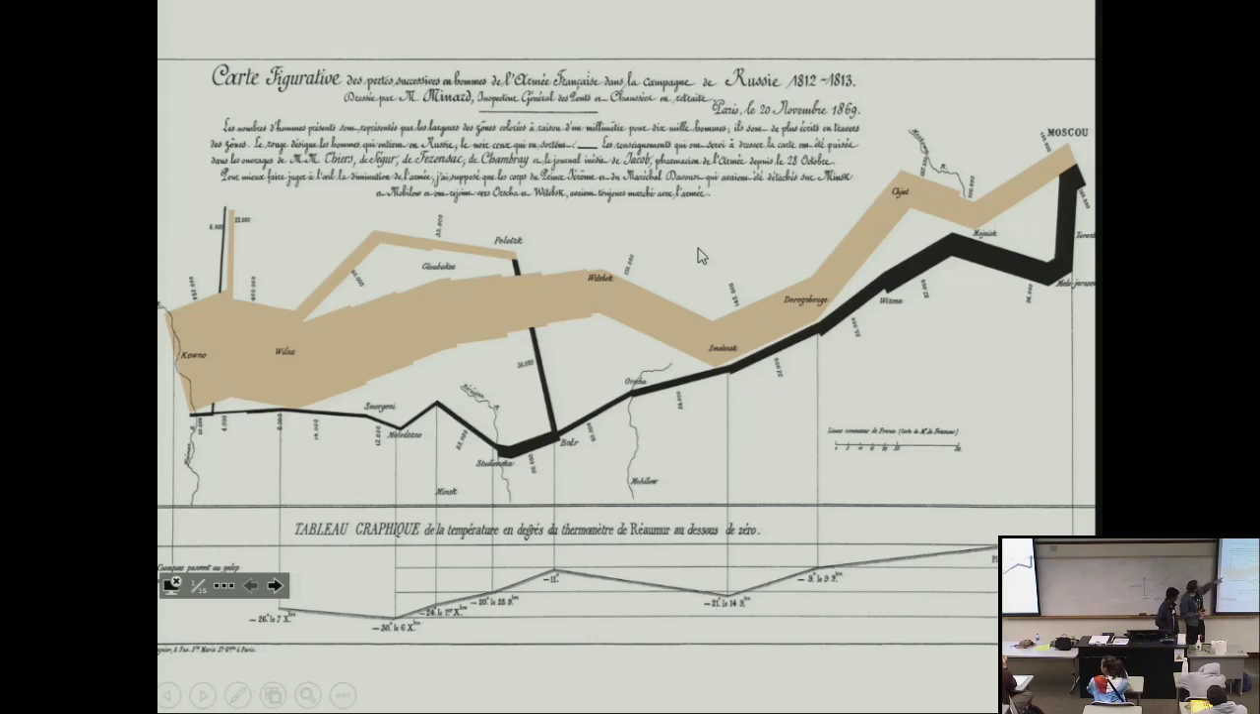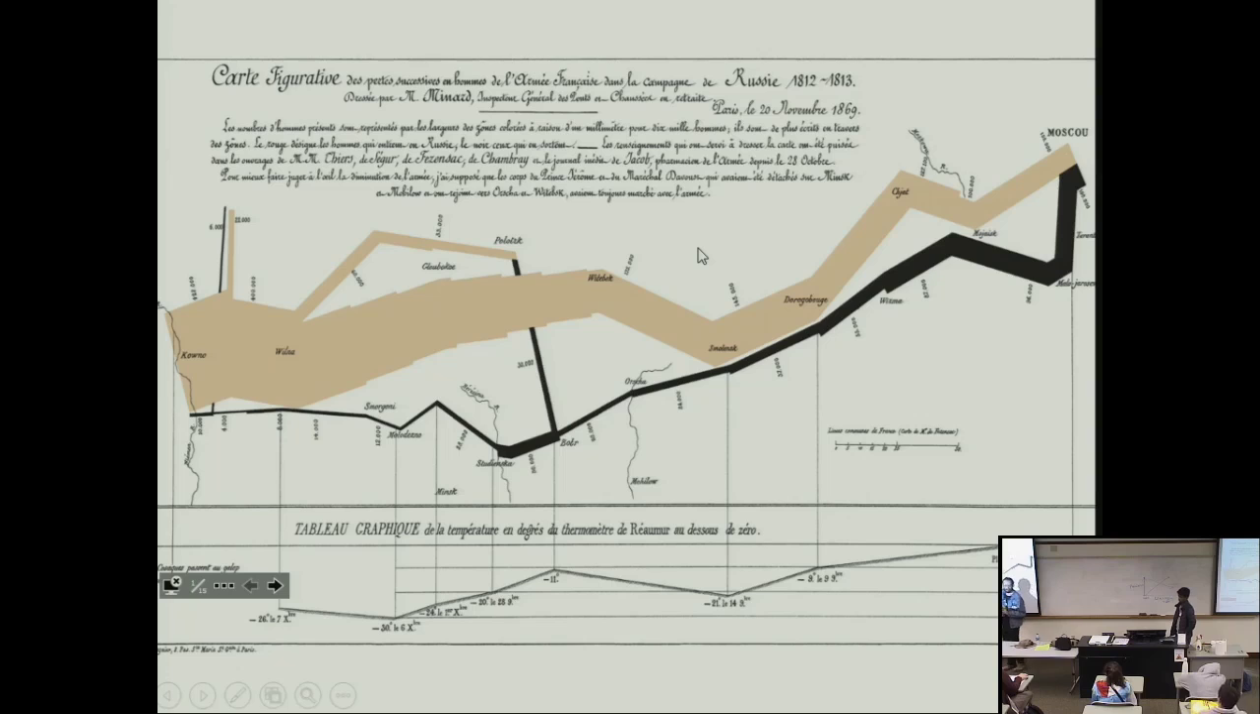So we can see, I think this town is a town in Poland. That is Moscow, the capital of Russia. So this is a visualization of a march. So this is an army, Napoleon's army. Okay, it doesn't say Napoleon right out. It says the French army, and they're invading Russia in 1812 to 1813.